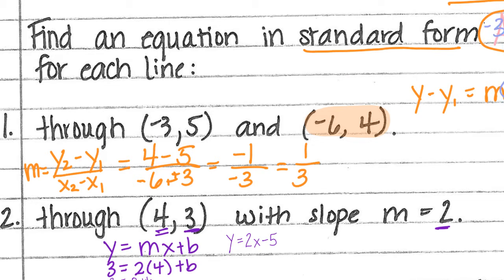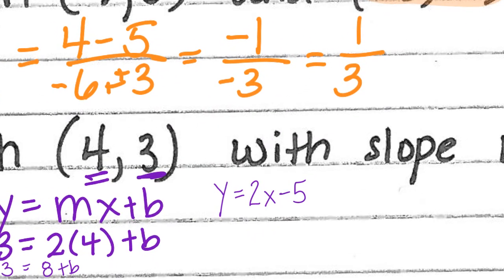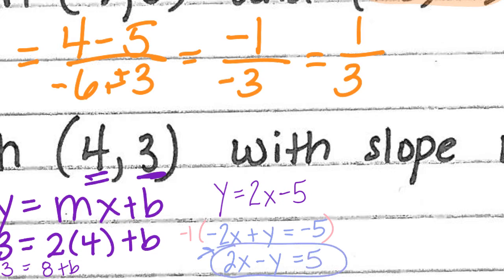So I have to go ahead and subtract the 2x over. When I subtract 2x over, I get -2x plus y equals -5. And remember, this a term cannot be negative or a fraction. Well, it's not a fraction, but we do have to multiply everything through by -1. And we get 2x minus y equals +5. Standard form.